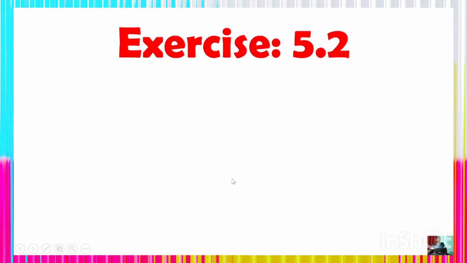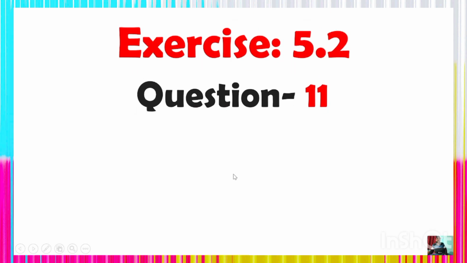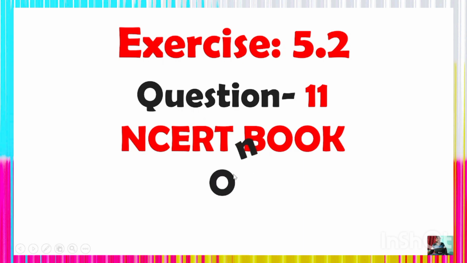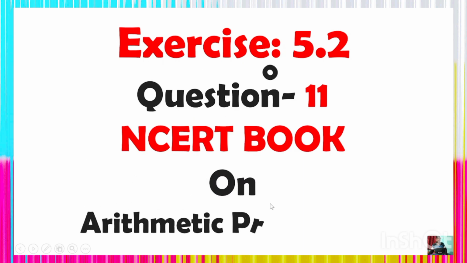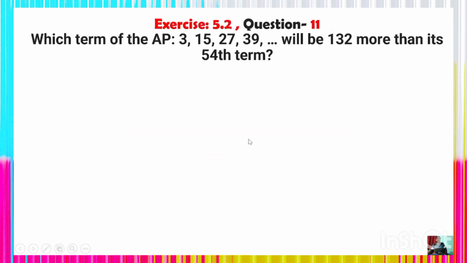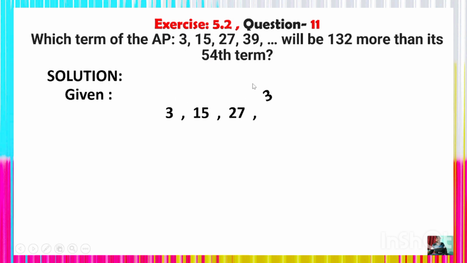Look at another problem here. Exercise 5.2 question number 11 I am going to discuss, based on the concept of arithmetic progression. Look here, this is one of the important problems which mostly comes in your CBSE board exam, and I hope you will give importance to these questions. Which term of the AP 3, 15, 27, 39 will be 132 more than its 54th term? Look at the solution here. Given that 3, 15, 27, 39 is an AP, arithmetic progression.